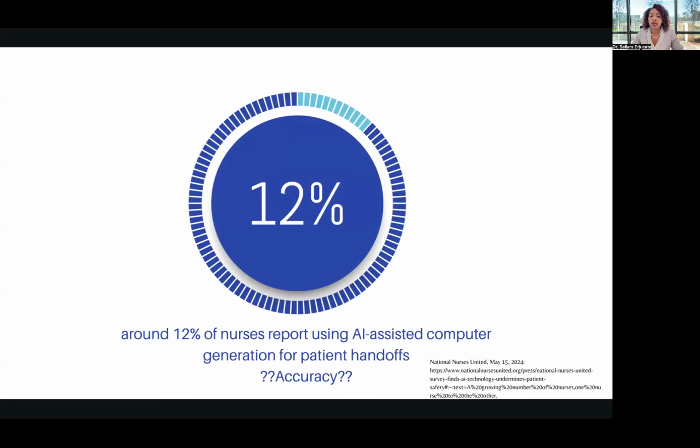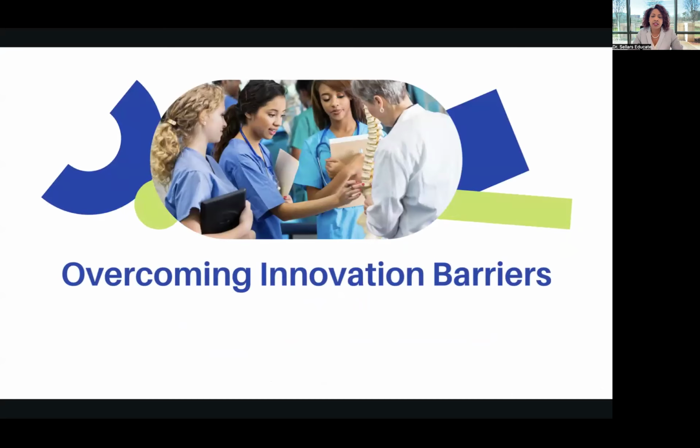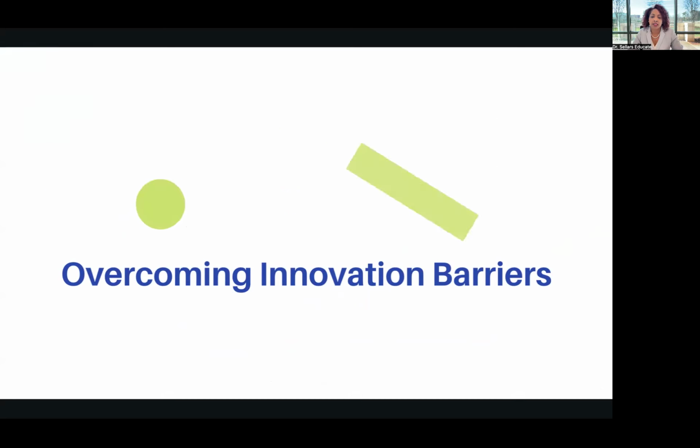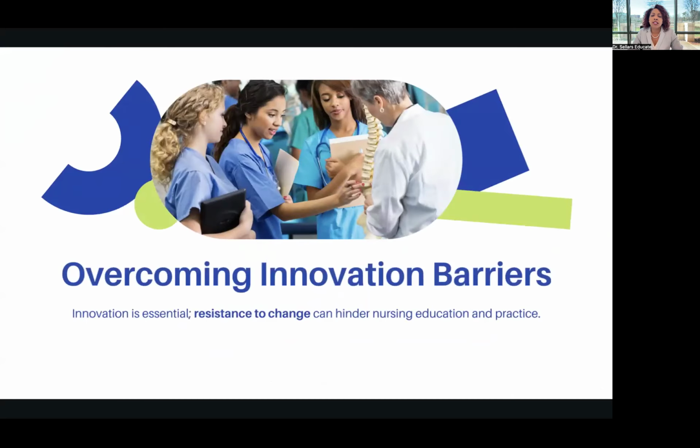Here was the question though. How accurate is the assistance that is being given by artificial intelligence? Well, there's some questions, and actually there's some discrepancies in how the nurse actually assessed the patient and the documentation they had versus what was generated through the assisted artificial intelligence that was utilized. So how do we overcome these innovation barriers, and why is it important?